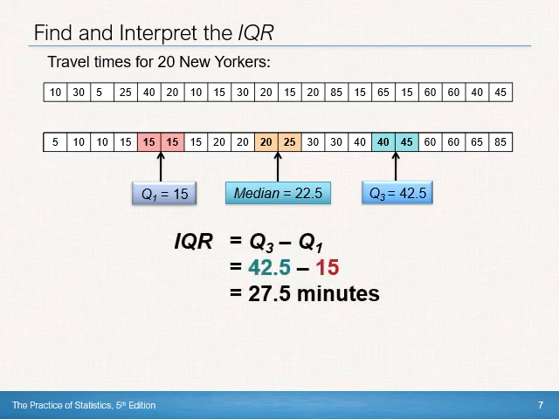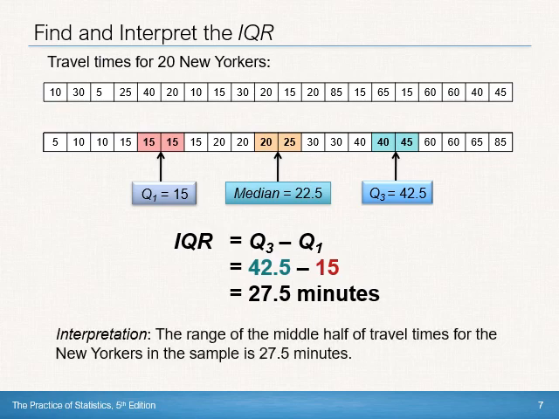All right, the interquartile range is simply the difference, Q3 minus Q1. So we get 27.5. And so how would we interpret that? It just means the range of the middle half of the data of these travel times for New Yorkers in this sample is about 27.5 minutes.